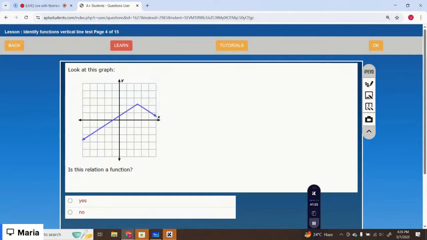Look at this graph. Is the relation a function? The correct option is no, that is not a function. Yes, that is a function.